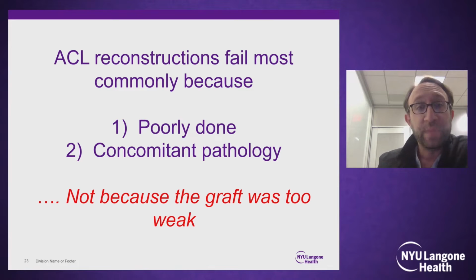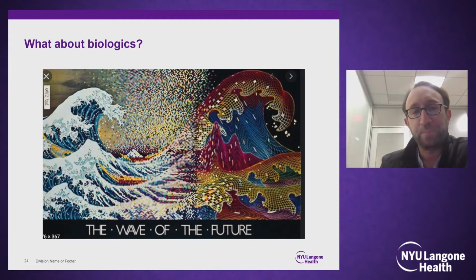So for me, when I think about why ACLs fail, they're most commonly because either they're poorly done or there's concomitant pathology that could not be addressed appropriately, or you have to do a high-grade meniscectomy. And it's not really because the graft was too weak.